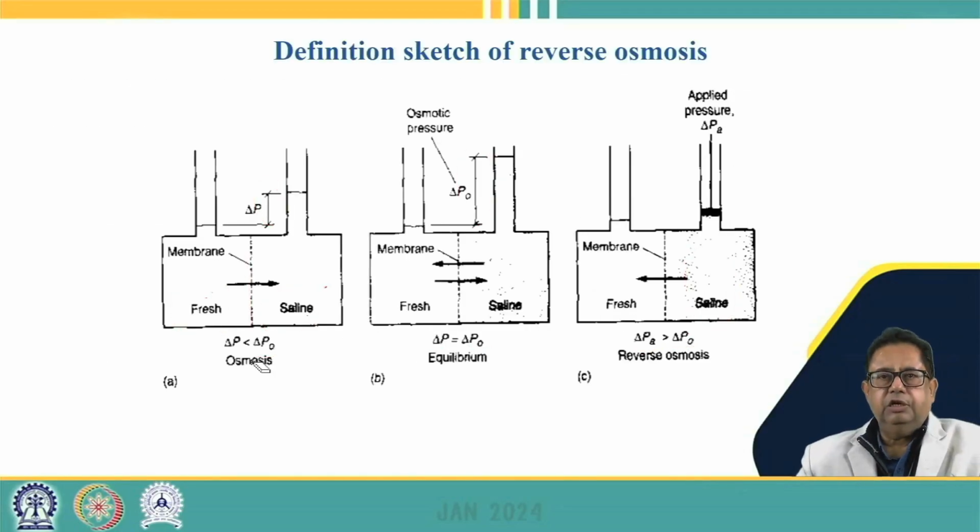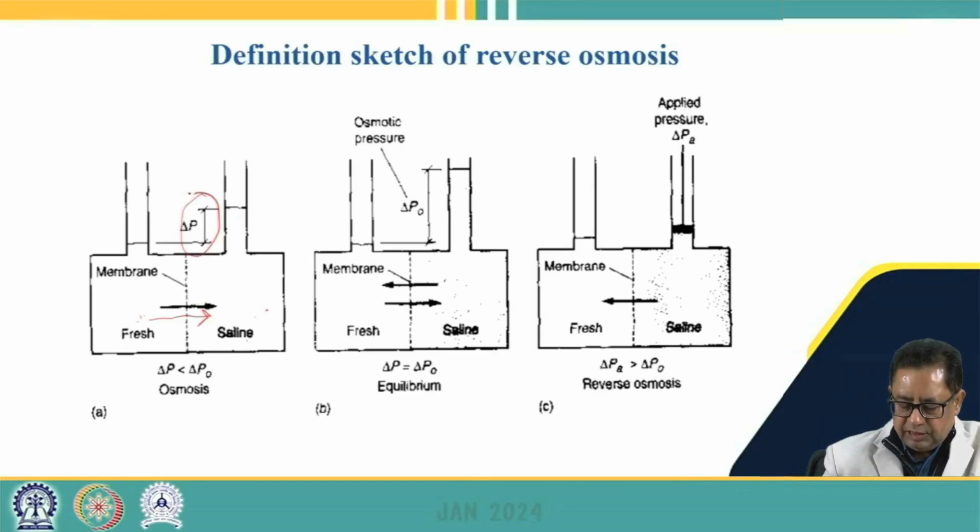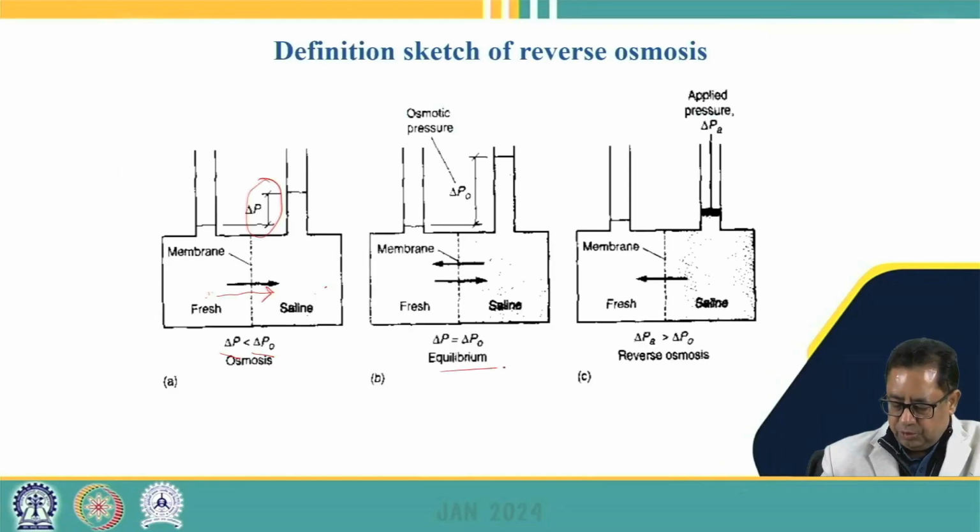So we can see here that we have fresh water being separated from saline water. Because of the concentration gradient, the fresh water will move into the saline water, and a pressure difference will develop here. This delta P will be less than the delta P naught, which is obtained at the equilibrium process, right?